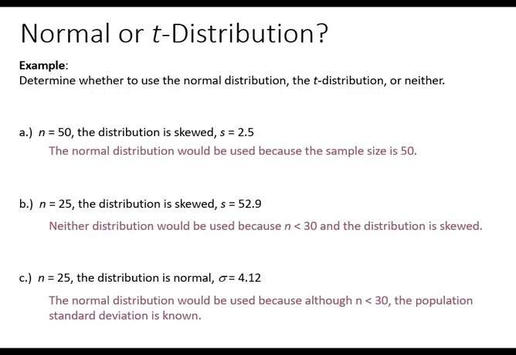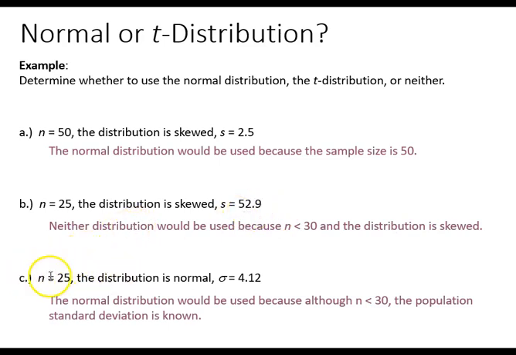So here are three different conditions where we can apply that. The first is we have a sample of 50 and it's a skewed distribution with a standard deviation of 2.5. Here we can use a normal distribution because sample size is 50. It's large enough. If n is 25, now we're below 30, and if it's skewed, we have a standard deviation of 52.9. Those are not appropriate conditions to build out our confidence interval based on z or t.